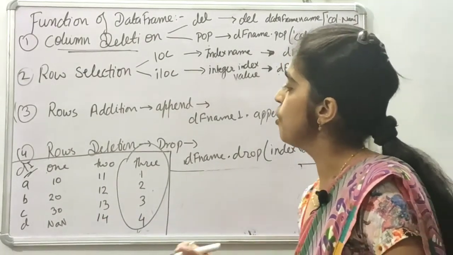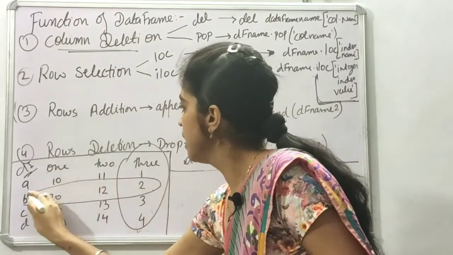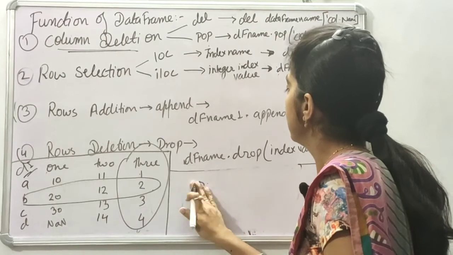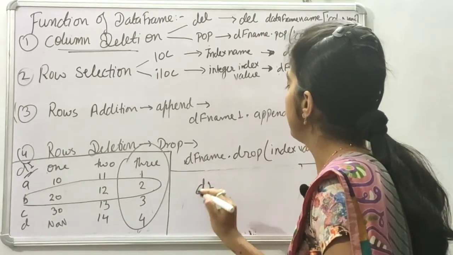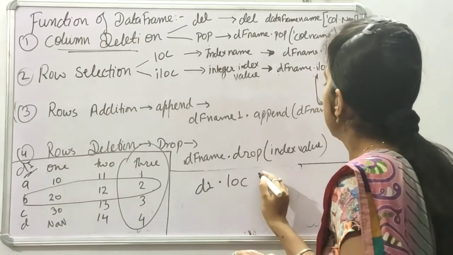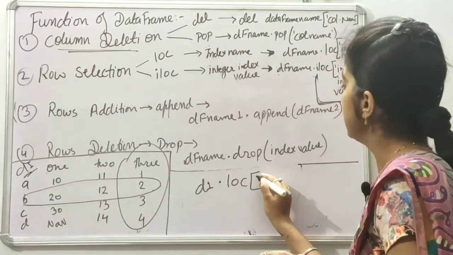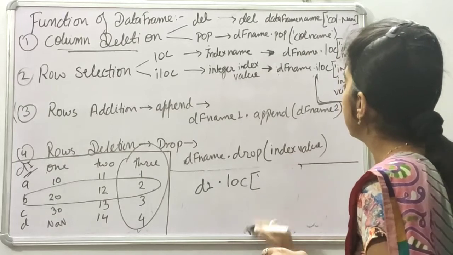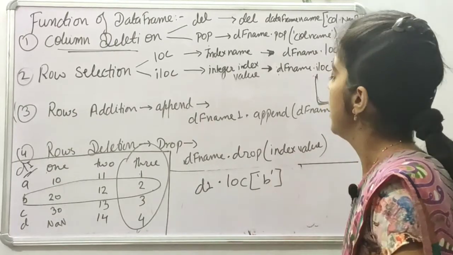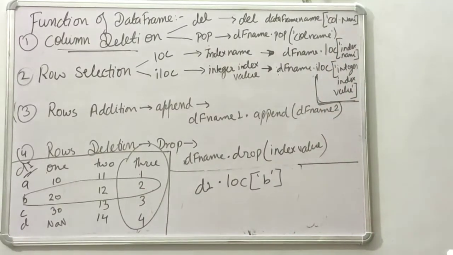For example, if you want to select the row B, then write the name of the data frame D1 dot loc, then in square brackets in single quotation marks write the name of the row, for example B. Then the second row, meaning the B row, will be selected.